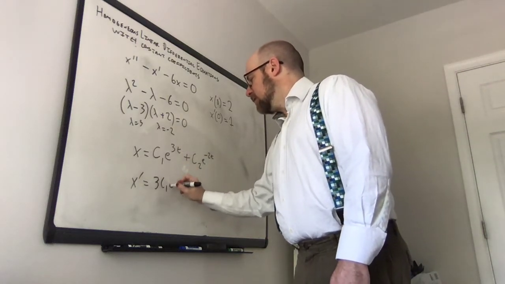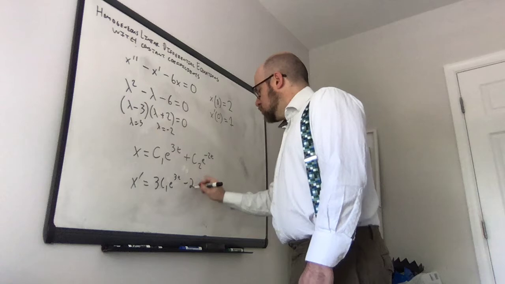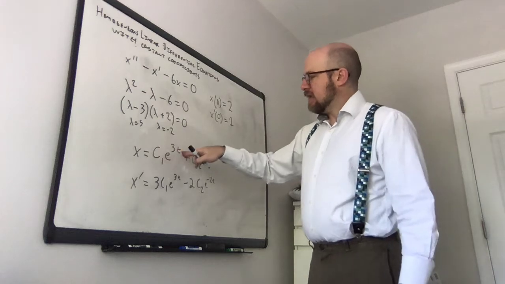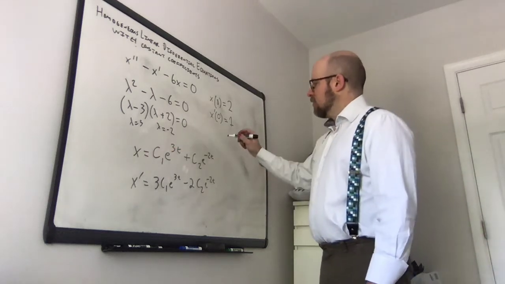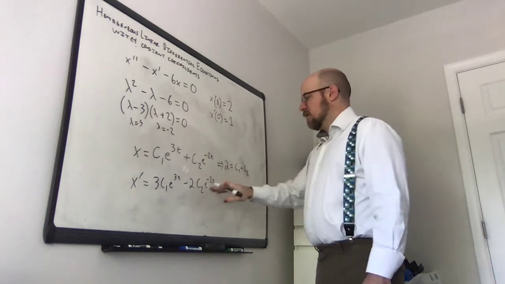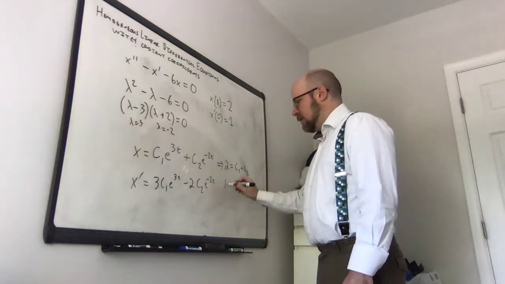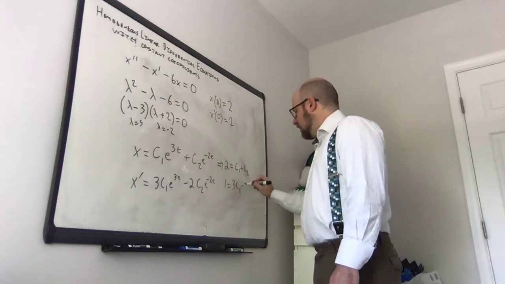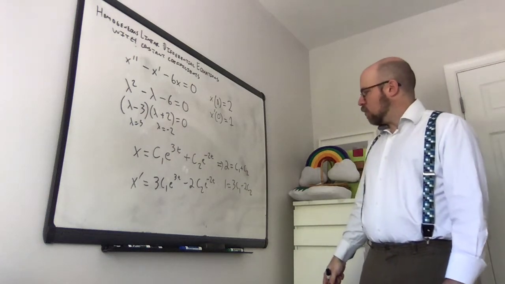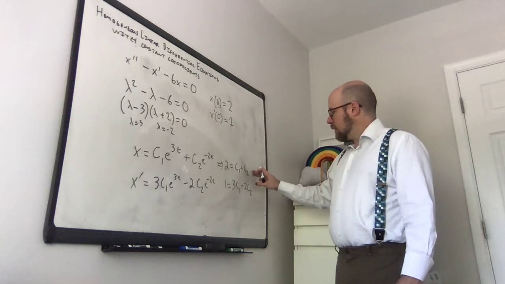The derivative is easy to take: 3c1 e to the 3t minus 2c2 e to the negative 2t. If you plug in t equals 0, x equals 2, you're going to get 2 equals c1 plus c2. From x prime of 0 equals 1, plugging in t equals 0, you get 1 equals 3c1 minus 2c2. And from that, you can solve and figure out what c1 and c2 are.